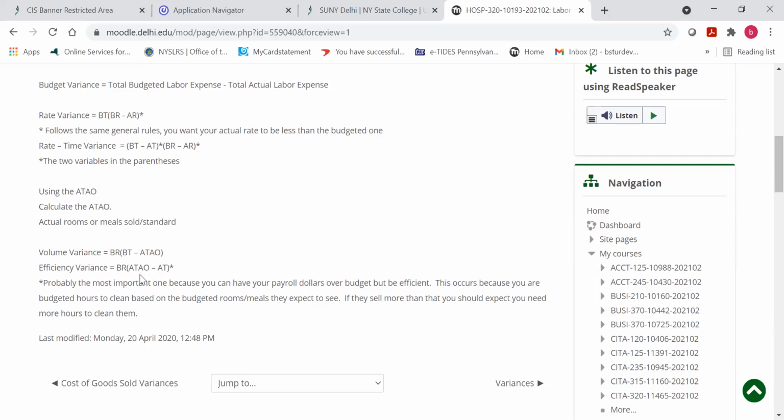So this is your ATAO. This is the time you should have spent based on your volume sold minus your actual time. So if you can come out ahead here, you're going to look pretty good. And then again, the budgeted rate is on the outside.